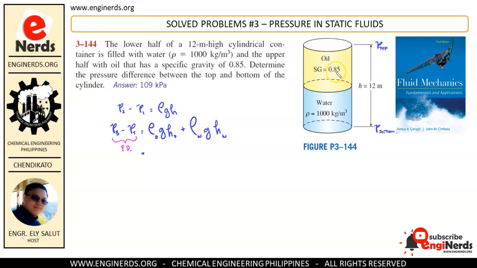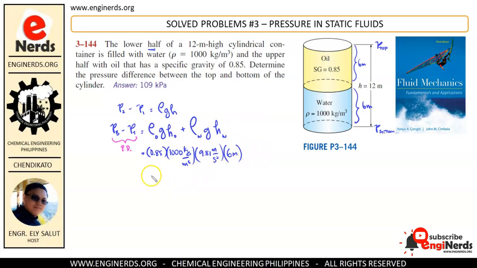And in order to get the density of the oil, we have to multiply that to the density of water, diba? So, the density of oil is equal to 0.85 times the density of water, which is 1,000 kg per cubic meter, times the acceleration due to gravity, 9.81 meter per second squared, times the height of our oil. So, since it is clearly mentioned here that our 12-meter high cylinder is filled half with oil and half with water, therefore, our height of the oil is equal to 6 meters and our height of water is equal to 6 meters. So, we have here 6 meters.